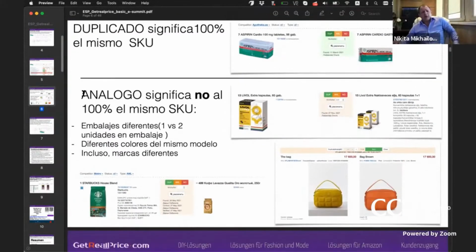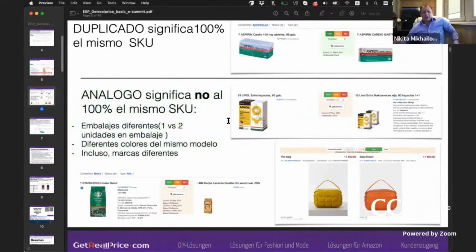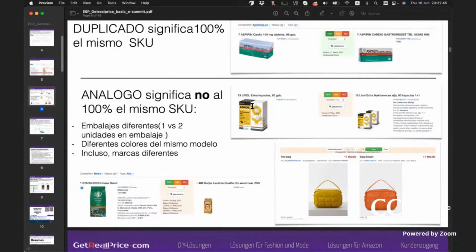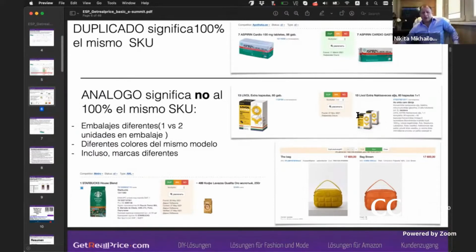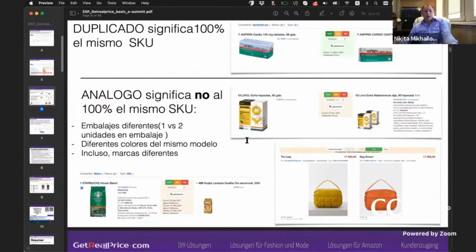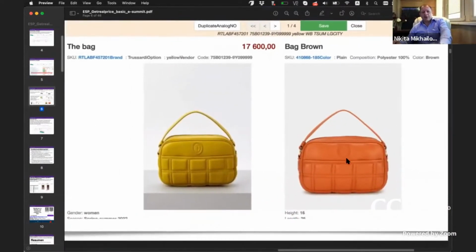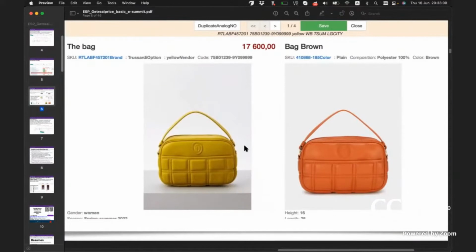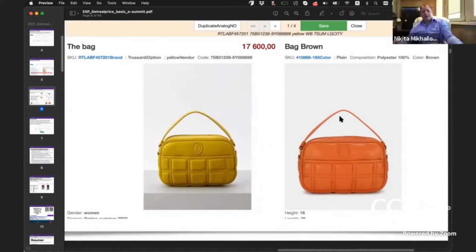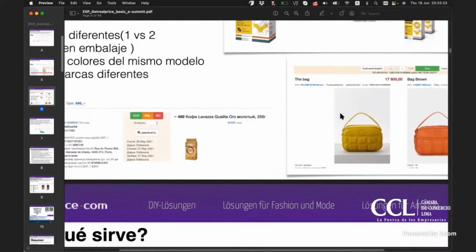And the analog needs to be clarified a little bit. In terms of analogs, it could be matched like different packages. For example, you have one, and the competitor, for example, has two in one SKU. The second type of analog is when we match different colors of the same model. The prices for different submodels sometimes could be different, but usually they are the same.